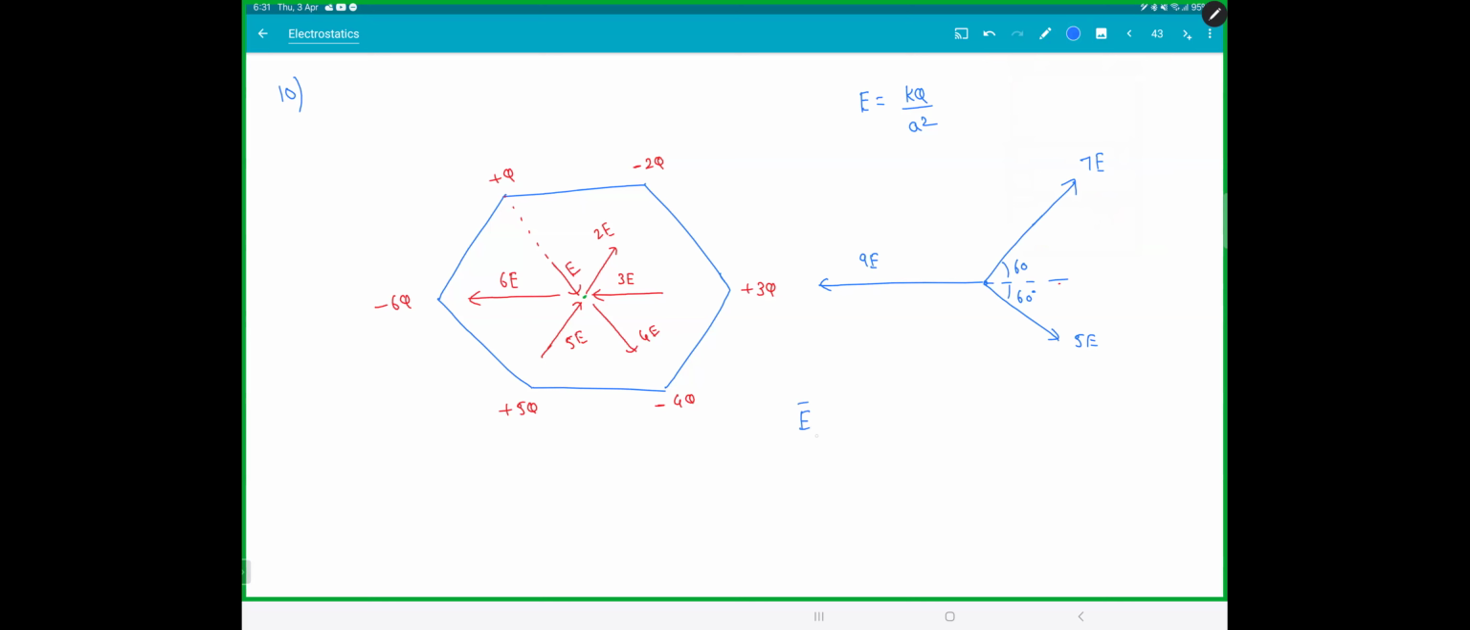So the field at the center will be: horizontal components, 7E cos 60 plus 5E cos 60 minus 9E, i cap. Vertical direction, 7E sin 60 minus 5E sin 60, j cap. So solve this. How much will this be? Minus 3E i cap plus root 3 E j cap. That's your answer, where E is kq by a square.